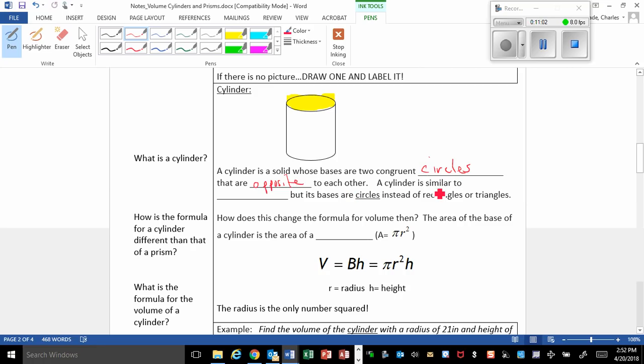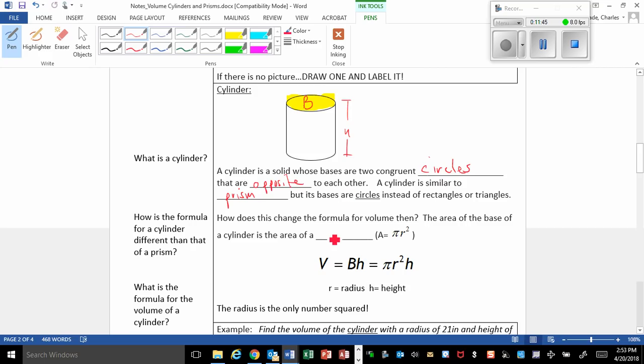A cylinder is similar to a prism, but its bases are circles instead of rectangles or triangles. So again, we're going to find the area of the base and then multiply it by the height. The formula never really changes, big B times H, but what does change is the big B, because different shapes of the base require different formulas. Just think of it as finding the area of the circle and then finding how tall it is, which is the H.